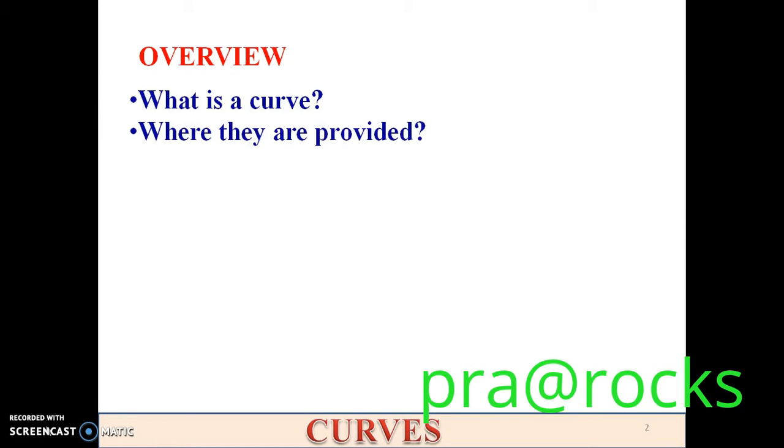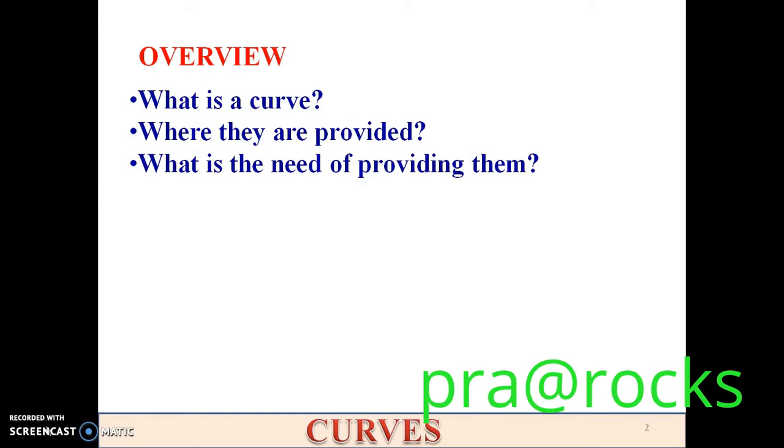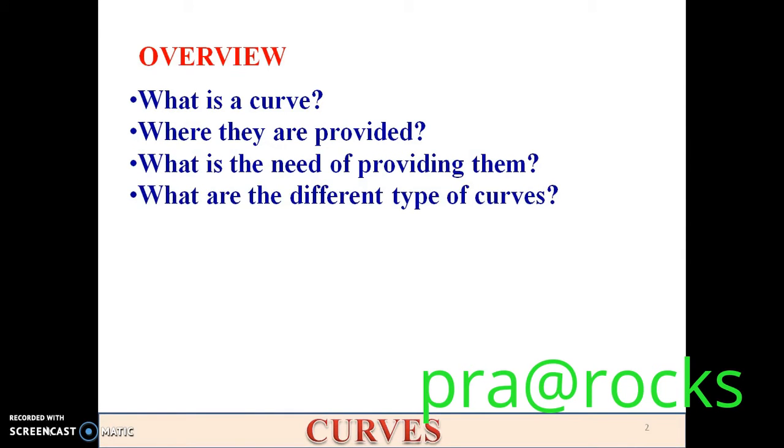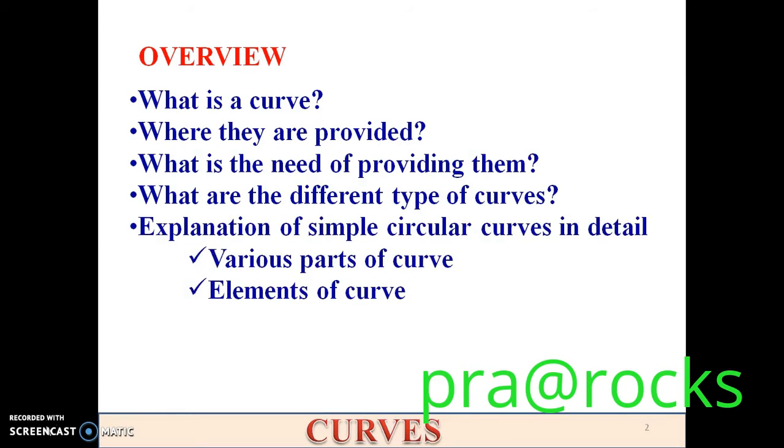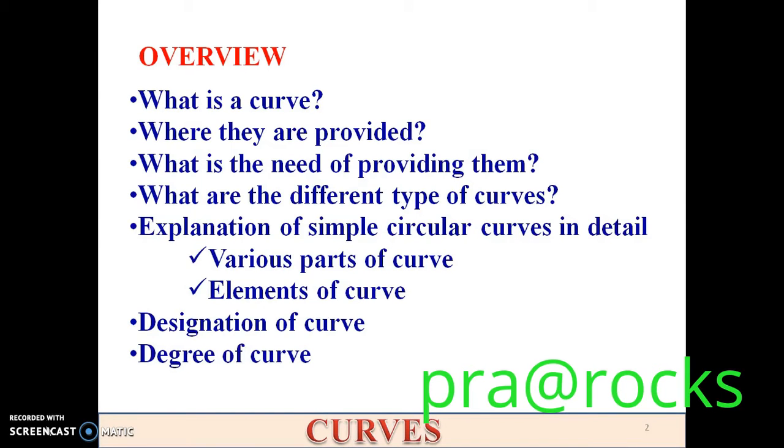Coming to the overview of this video. In this video, we will be covering what is a curve, where they are provided, what is the need of providing them, what are the different types of curves, and also the explanation of simple circular curves in detail. And inside that we will be discussing various parts of the curve as well as elements of the curve, and then next how we can give the designation for a curve, how we can designate a curve, and what is the degree of the curve.